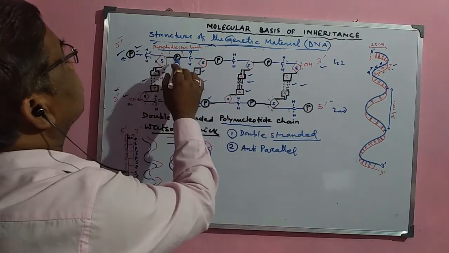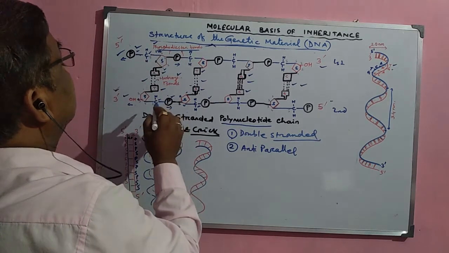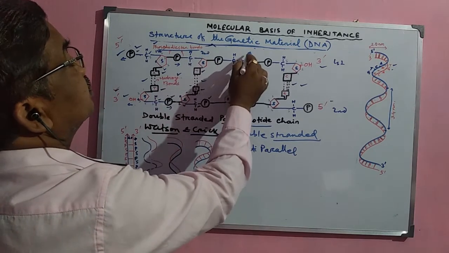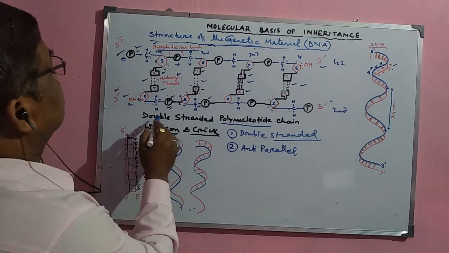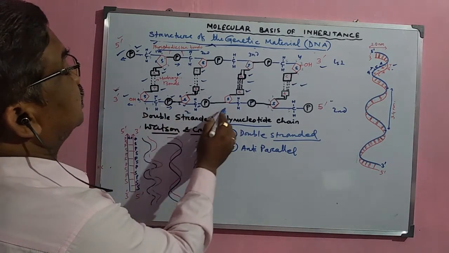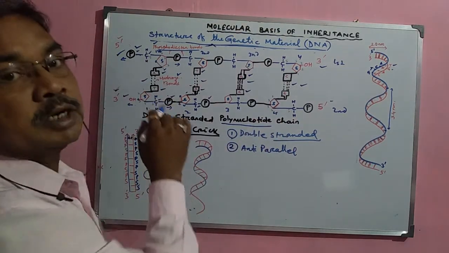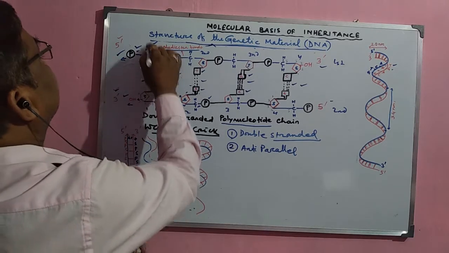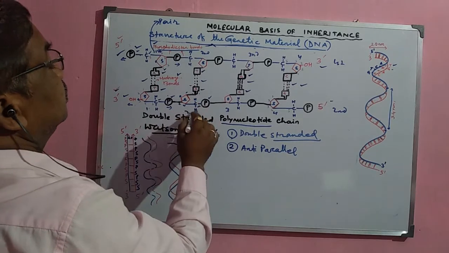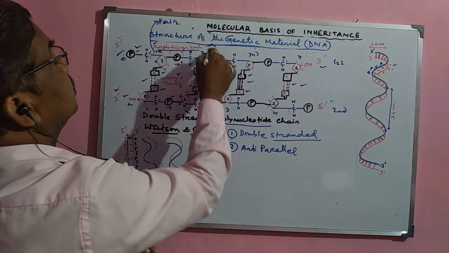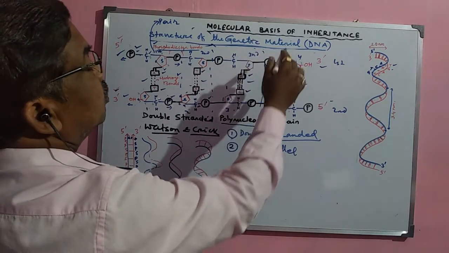And in each strand, this is the first nucleotide, this is the second nucleotide, this is the third nucleotide, and this is the fourth nucleotide. Now here also, this is the first nucleotide, second nucleotide, third nucleotide, and fourth nucleotide. When these two nucleotides join together, this is the first pair of nucleotides, this is the second pair of nucleotides, this is the third pair of nucleotides, and the fourth pair of nucleotides.